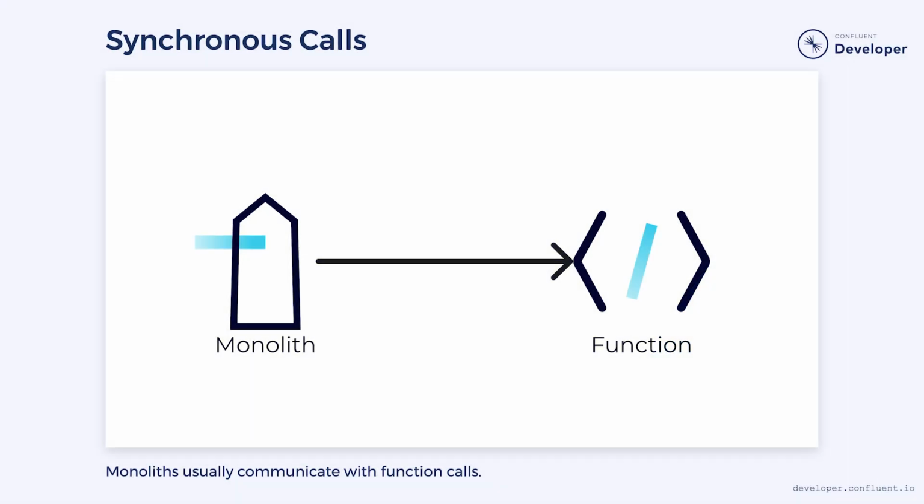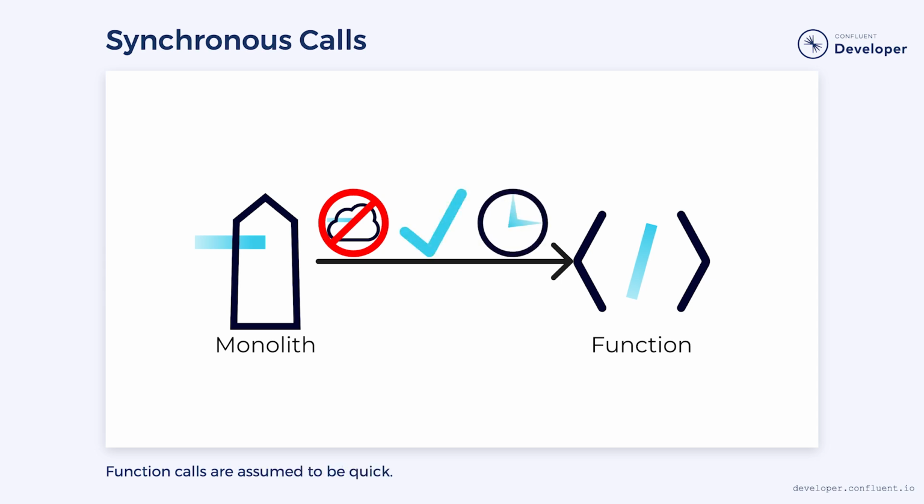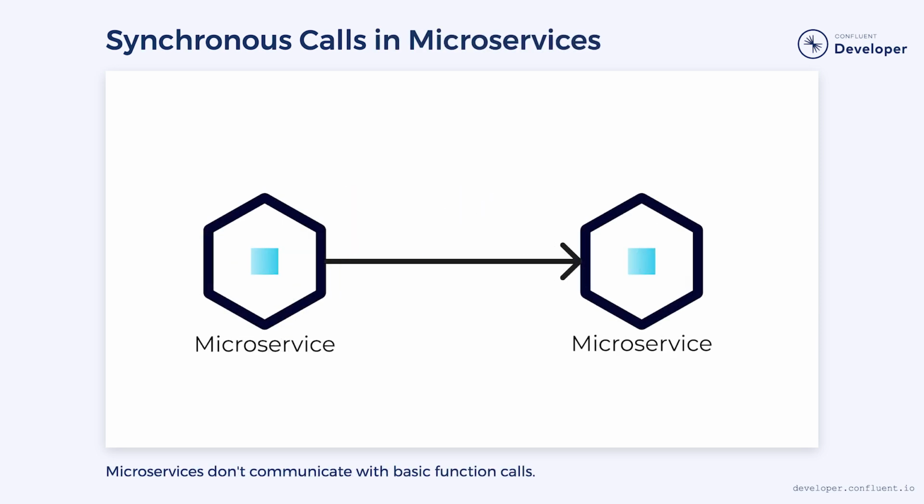In a monolithic architecture, communication within the system typically takes the form of function calls. We assume that all function calls are local, all parts of the monolith are available, and all of our calls take a reasonable amount of time. However, with microservices, these assumptions aren't valid.